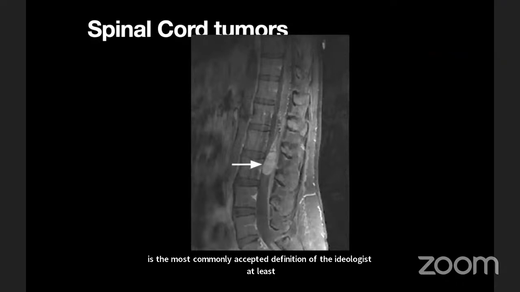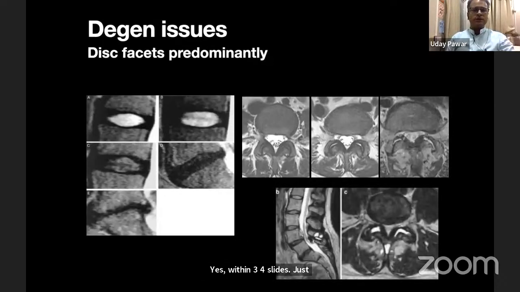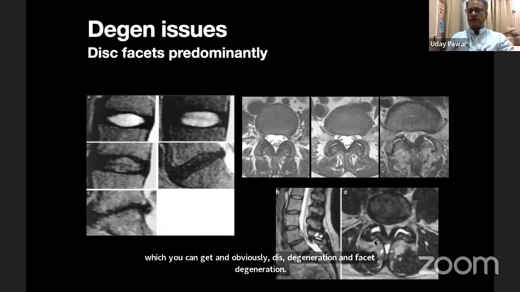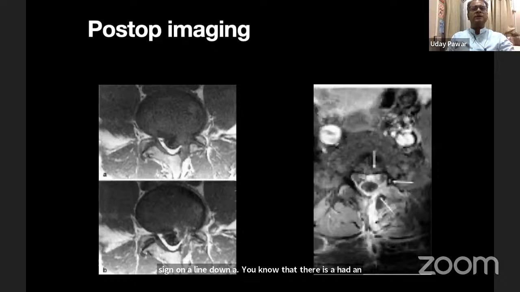Yes, within 3-4 slides. So spinal cord tumors is one which you can get, and obviously disc degeneration and facet degeneration. Make sure everybody knows this is a fluid facet sign on a lying down MRI. You know that there is a hidden instability in this, so you've got to address that as well.